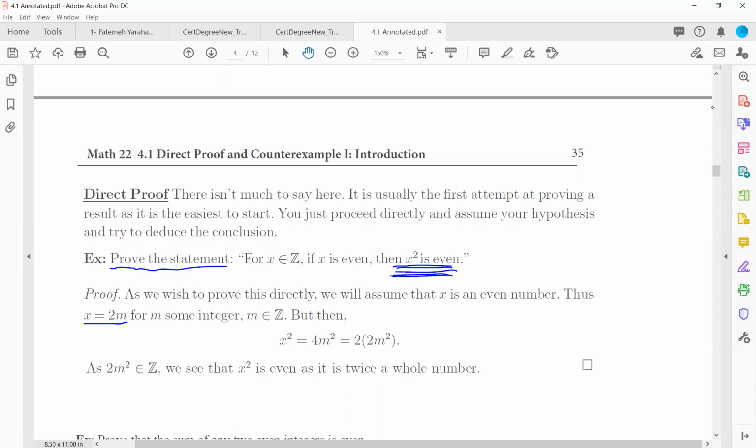So let us square both sides. You get x squared equals (2m) squared, or 4m squared. Then you can factor out 2 and you have 2 times k. So x squared is 2 times k. Using the definition of an even integer, we just proved that x squared is also even.